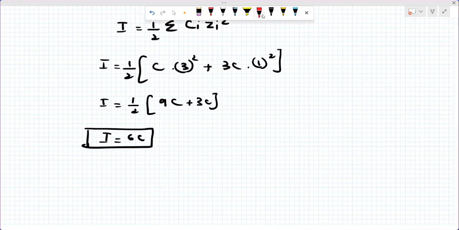Listen, for the 1:1 type electrolyte, what is ionic strength? The I value is equal to C. For the 1:2 type, what is the ionic value? That is 3C. For the 1:3 type, what is the ionic strength? 6C. Here C is the concentration in molality.